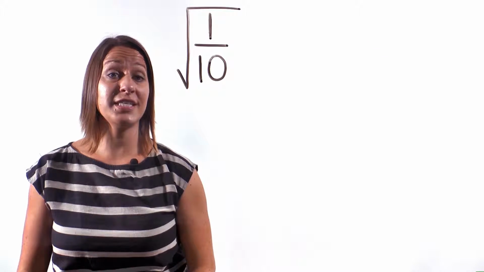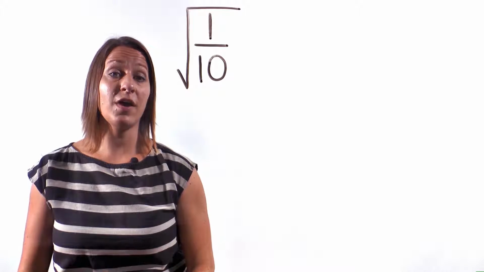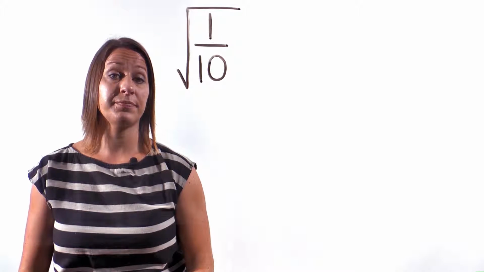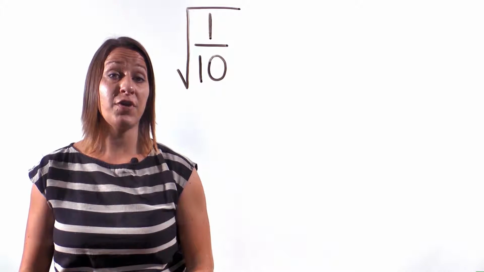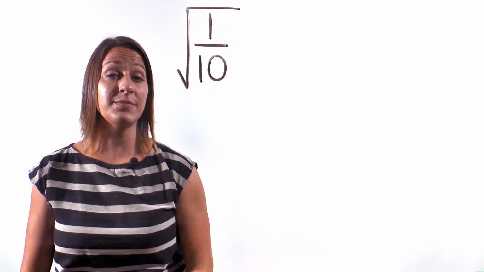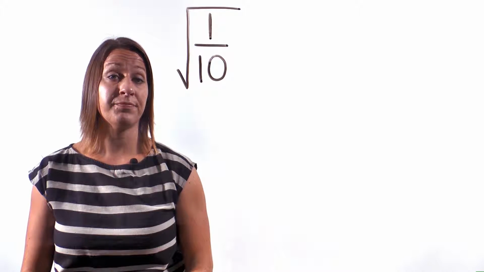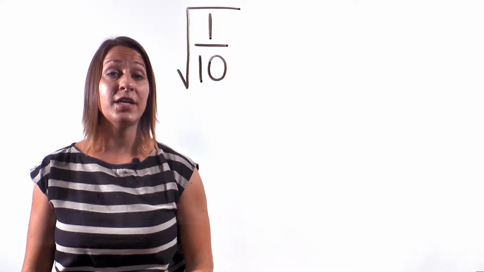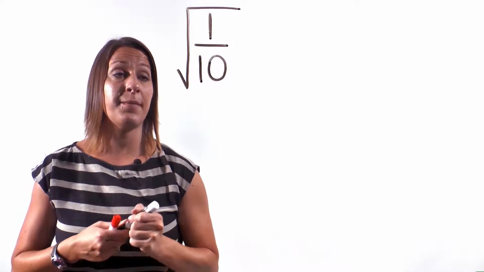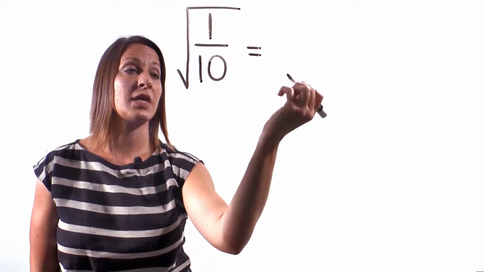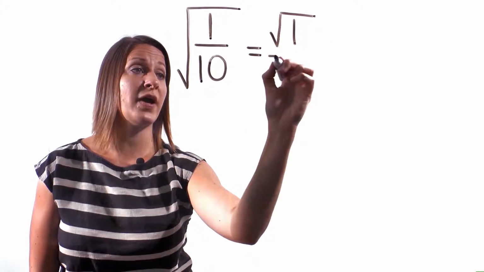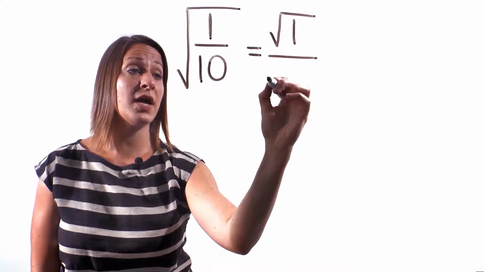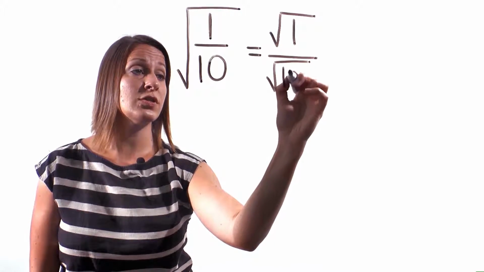Okay, let's try another example. Take the square root of the fraction 1 over 10. Now remember, when the square root symbol is over an entire fraction, let's first see if we can simplify the fraction on the inside. This one is 1 over 10, which can't be simplified, so we're going to go ahead and move on to the next step. The next step is to separate the radical into two radicals. So we have the square root of 1 over the square root of 10.